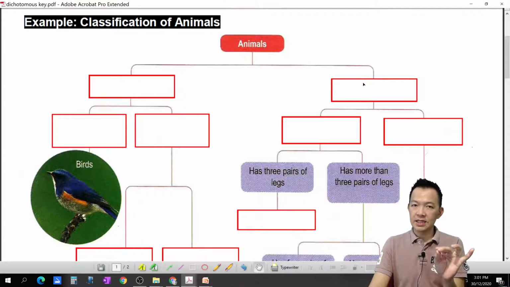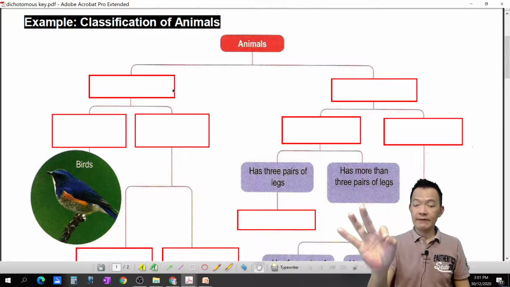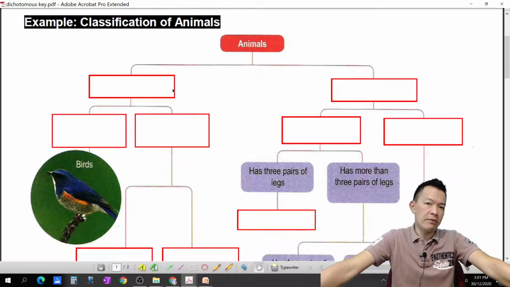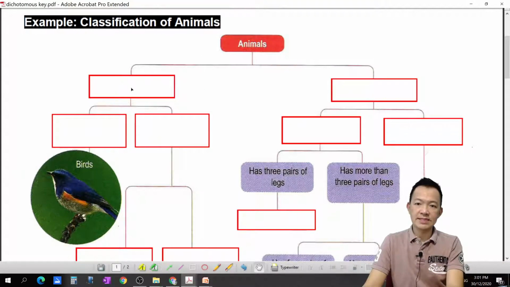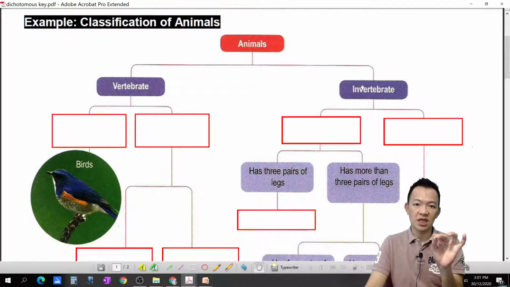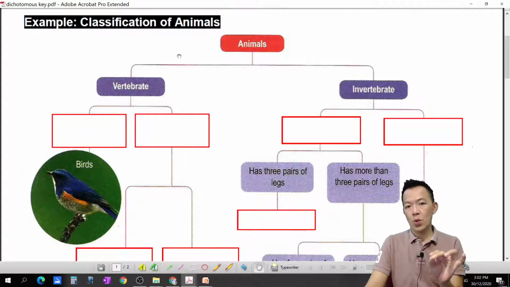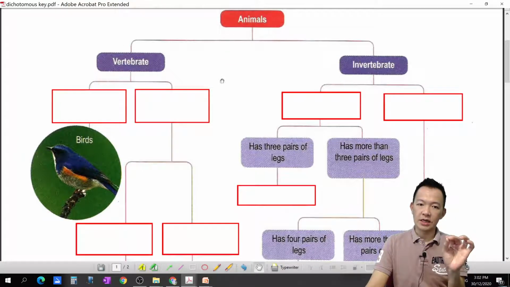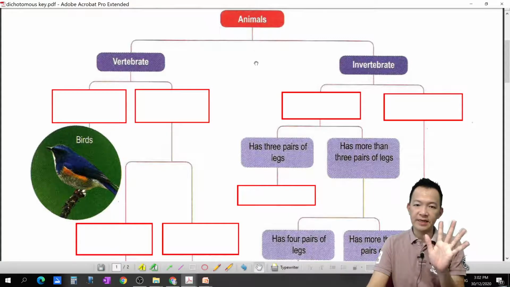Now I just show you the method. Animals can be separated into two main groups. But remember, when we classify living organisms, you have the freedom to classify them by any method. The most common method is using opposing characteristics, which is the easiest. Animals can be separated into two main groups: vertebrates and invertebrates. Vertebrate means with a backbone, invertebrate means without. And the vertebrate animals can still be separated into two groups. No need to memorize, because each classification is different.